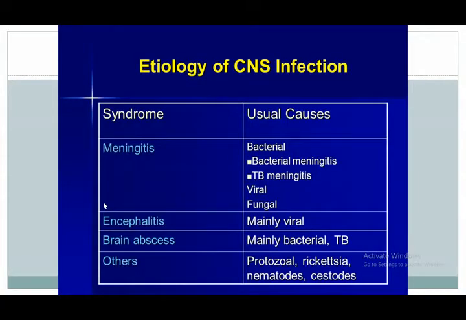So these are different syndromes with common causes. For example, for meningitis, bacteria is a common cause. Along with bacteria, some viral infections can also cause meningitis. Fungal infection can also cause meningitis. But commonly in our setting, bacteria is most common. For isolated encephalitis, viral encephalitis is the common presentation in neurology. But in TB, you can also have encephalitis.